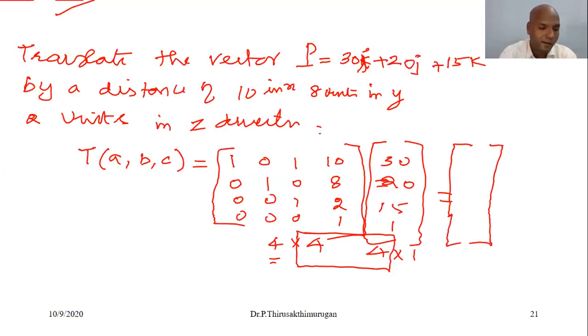55, sir, first one. 55. Wrong. What I am getting is 40, 28, then 17. Check the answer.